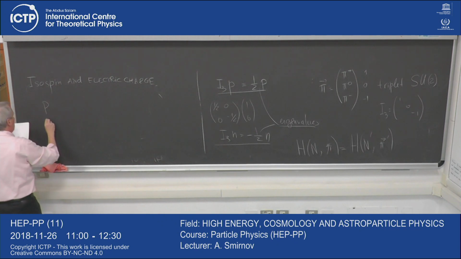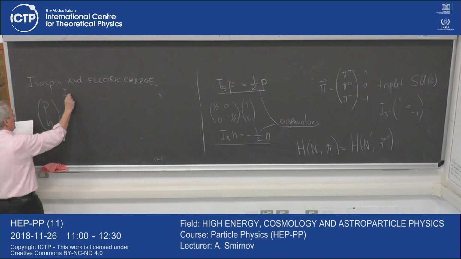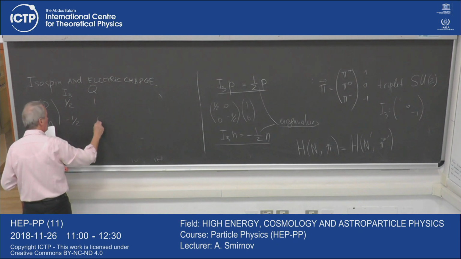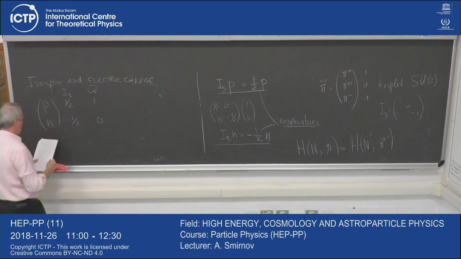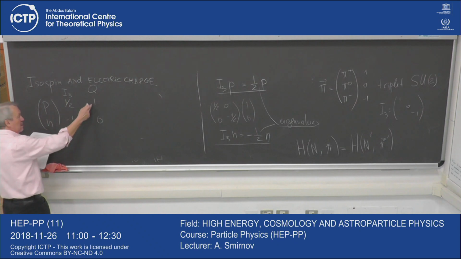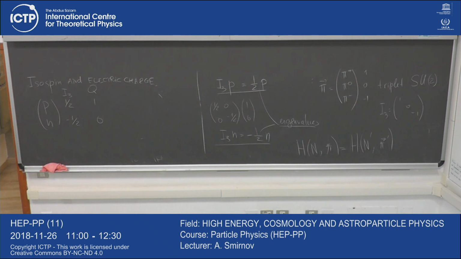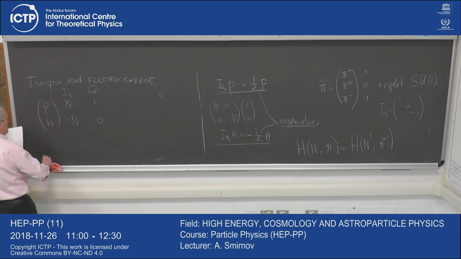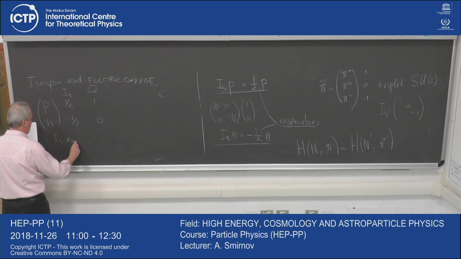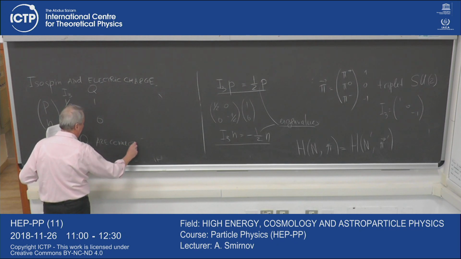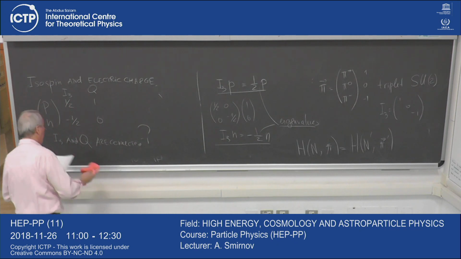So let's take proton and neutron. They have third projection of isospin 1/2 and -1/2, and they have electric charge 1 and 0. So that describes isospin, this is electric charge. And you see the difference of isospin here is 1, and also the difference is here. And one can suspect that somehow electric charge and isospin should be connected. So let me put here I3 and Q are connected, with a question mark.